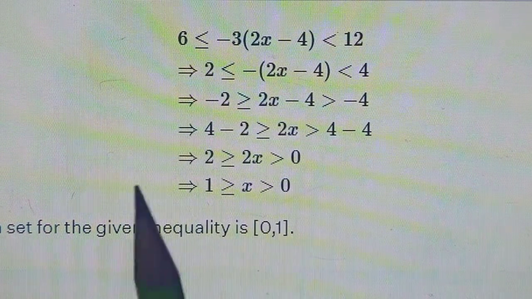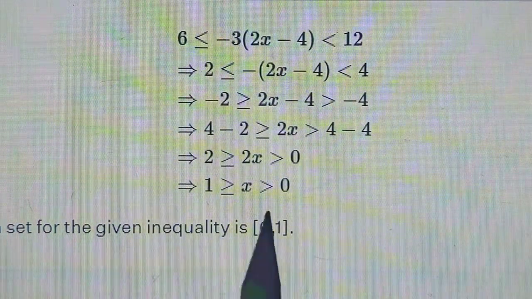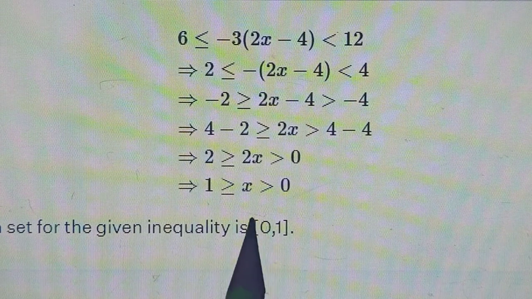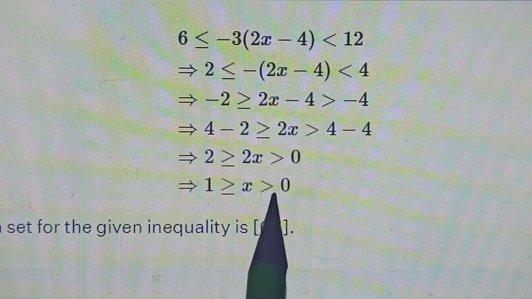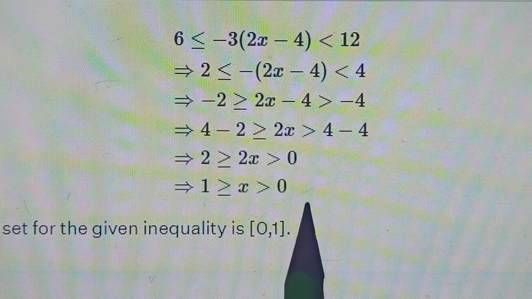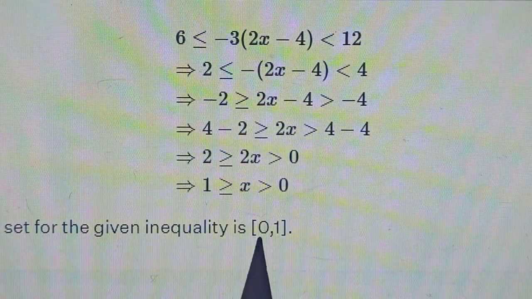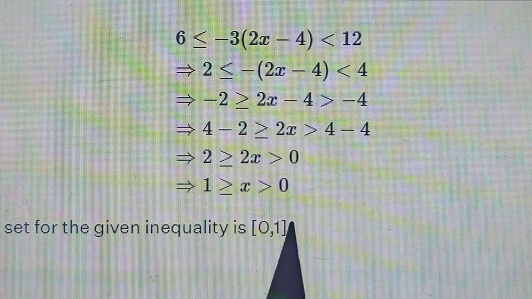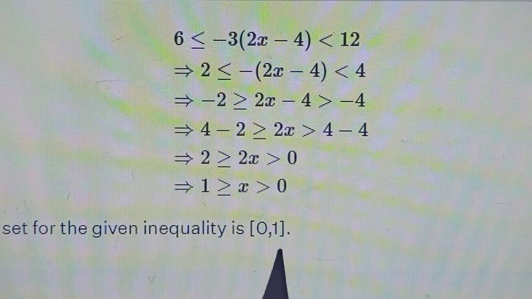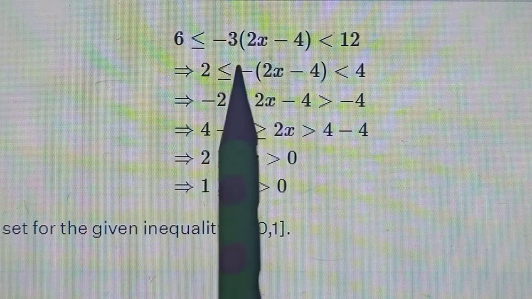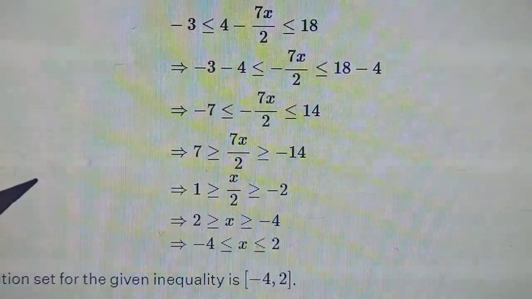So here is your solution. 0 is not to be included, so this should have been a round bracket out here, because there is no equal to sign here. Maybe in the books it is like that only. So 0 will have a round bracket on this side. This is a mistake, children. And 1 will be included, so this would be a square bracket. So that would be the solution set for this set of inequalities.